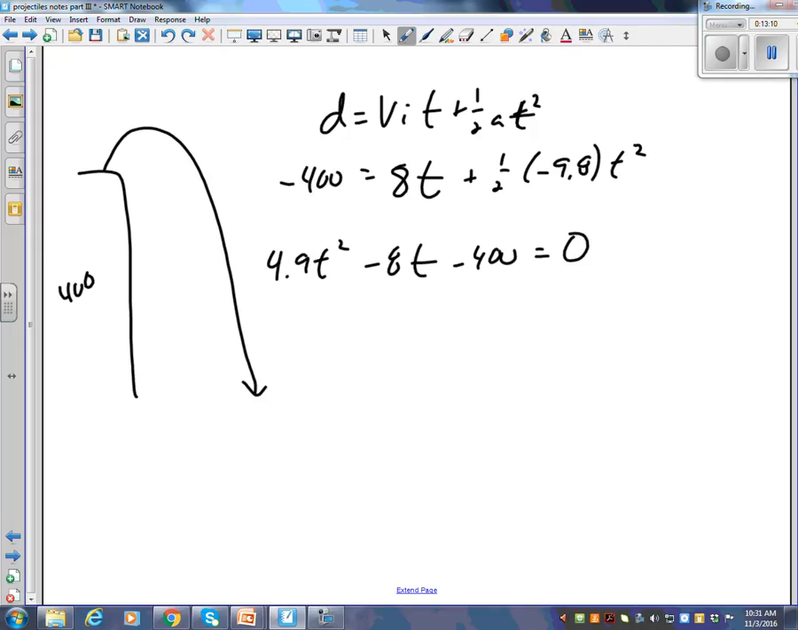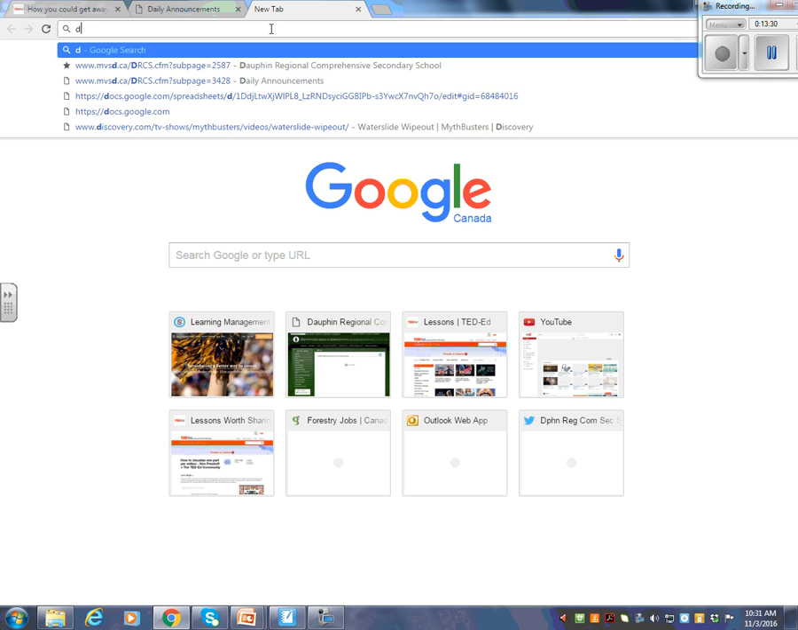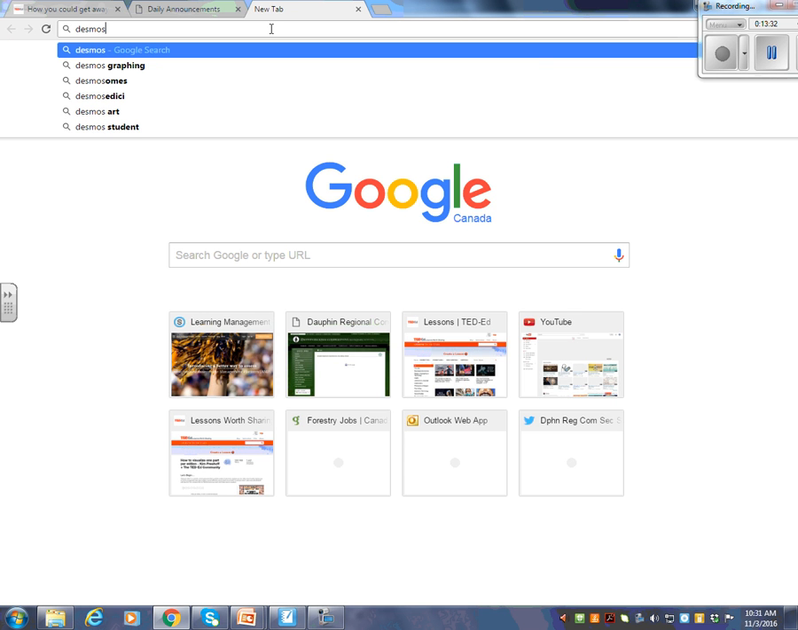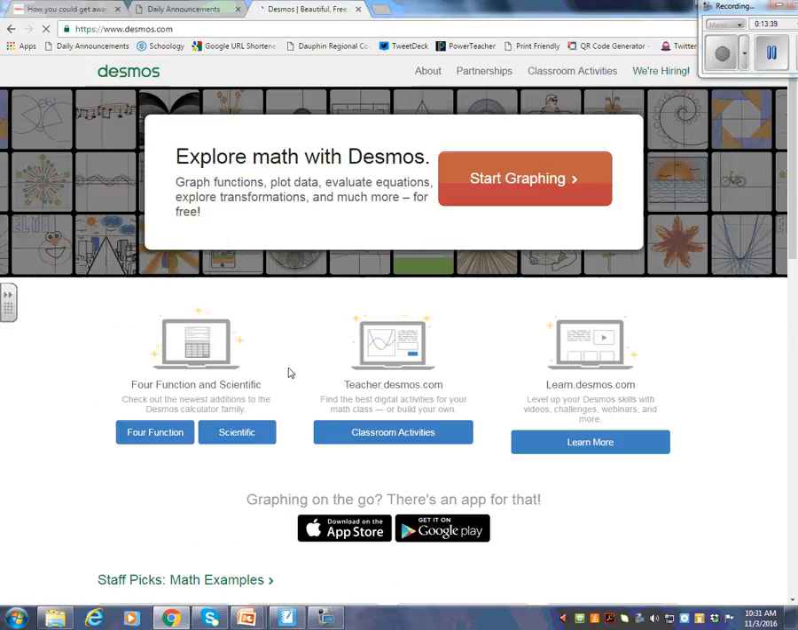So here's what I'm going to do because I'm such a nice guy. You all have smartphones. You all probably can come up with a quadratic formula solver. You can probably come up with a grapher like Desmos or something like that.